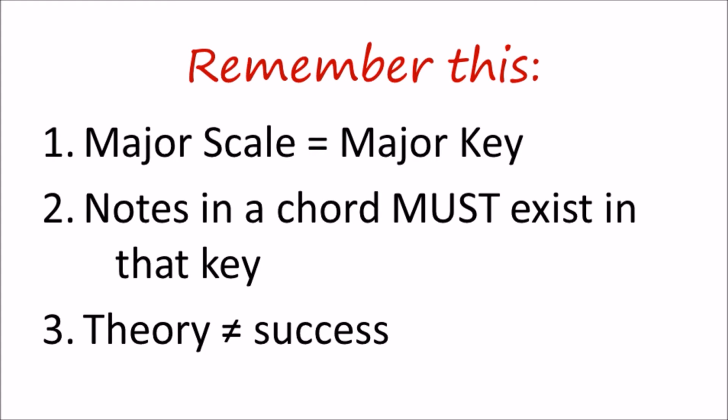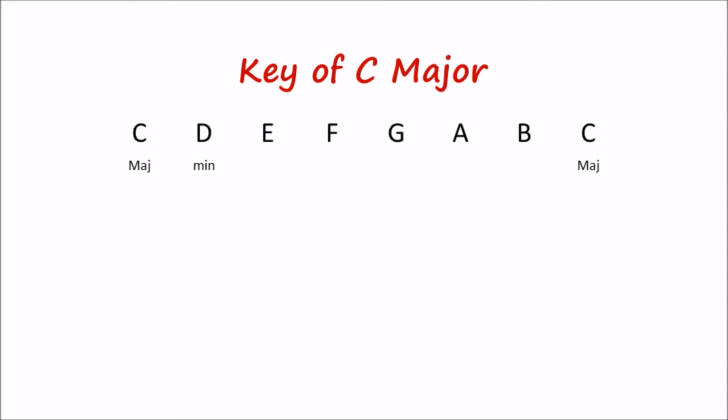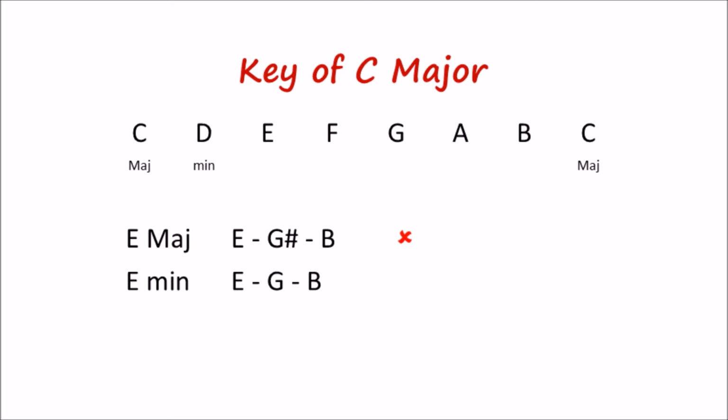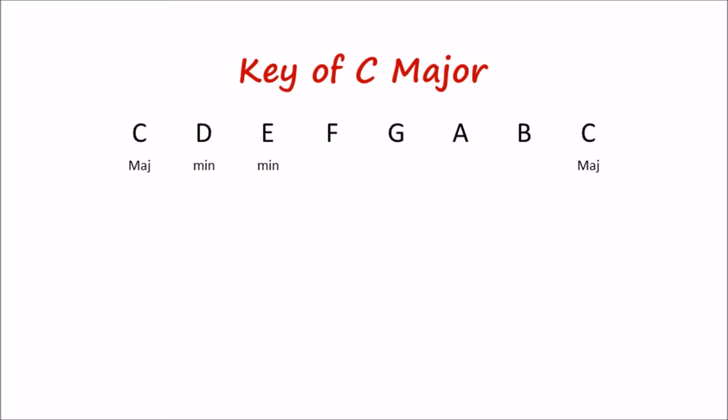Anyway, back to it. The third chord in the key of C would be some variant of E. E major consists of E, G sharp, and B. But G sharp doesn't fit into the C major scale, so we can't use E major in the key of C. But E minor uses E, G, and B, which does work, and so we can use the chord E minor in the key of C.